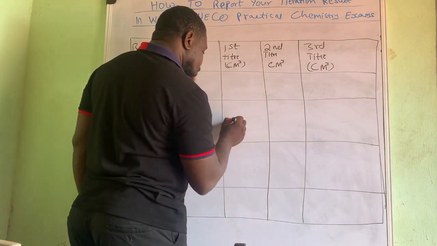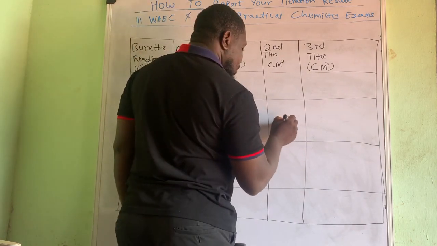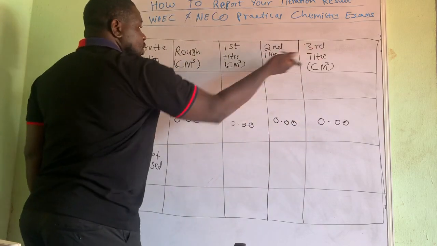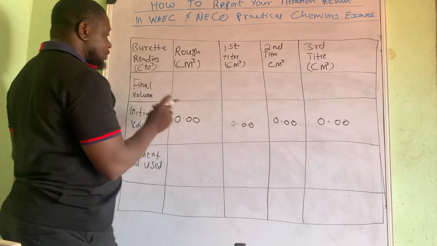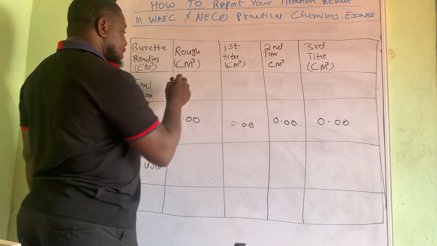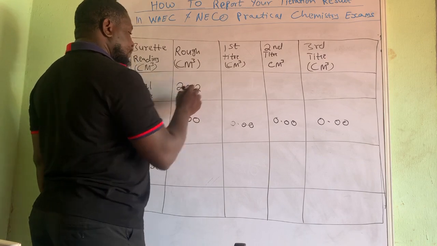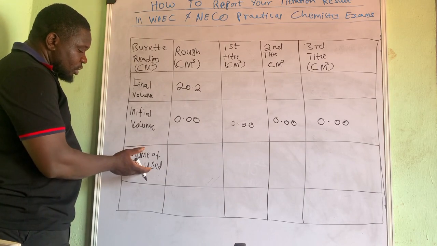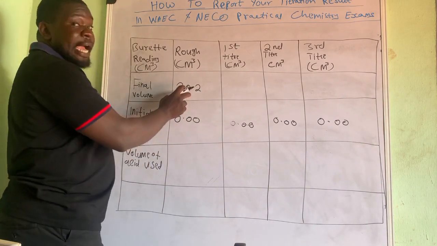So here, 0.00, then 0.00, then 0.00. This unit here has covered all of them. Okay, so let's say after titrating for the first one, you got 20.2. Then all you need to do to find your volume of acid used is to subtract the initial from the final volume.